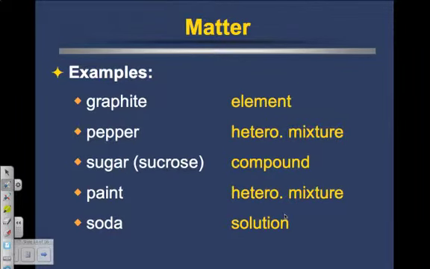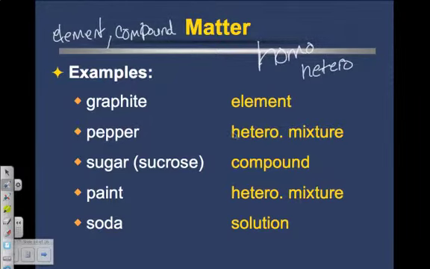If I'm thinking about different types of matter, I can have a pure substance, which can either be an element or a compound. These are both pure substances, remember, and have their own unique properties. You can't physically separate them. And if you are not an element or a compound, so you're not pure, you're going to be a mixture. And if you're a mixture, you can either be homogeneous or heterogeneous.